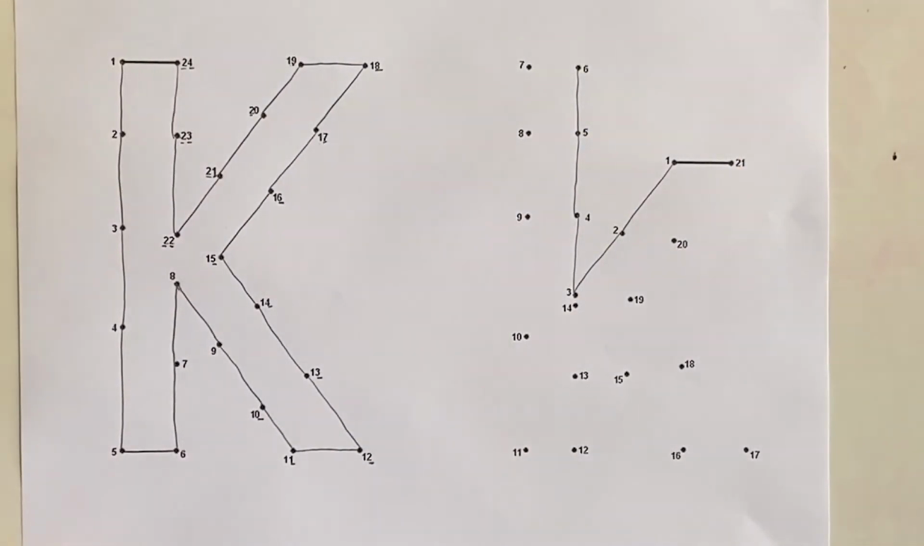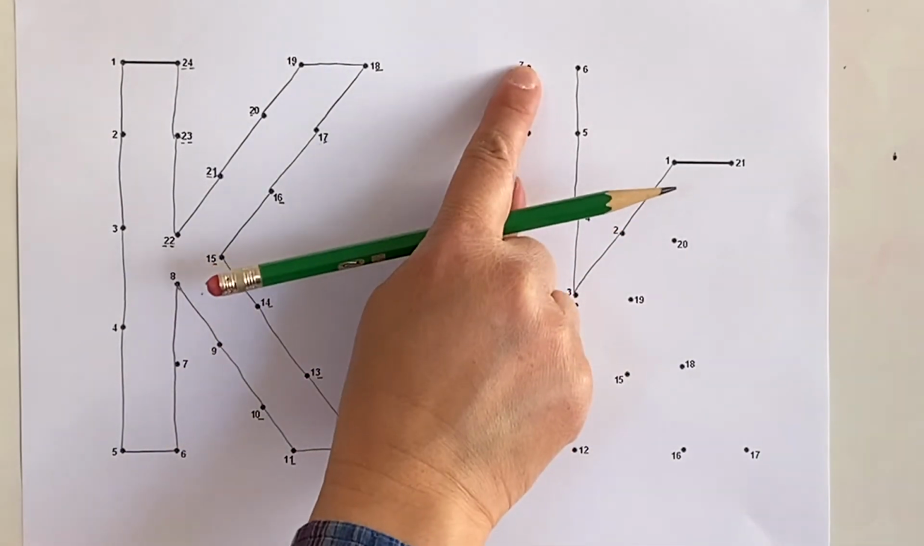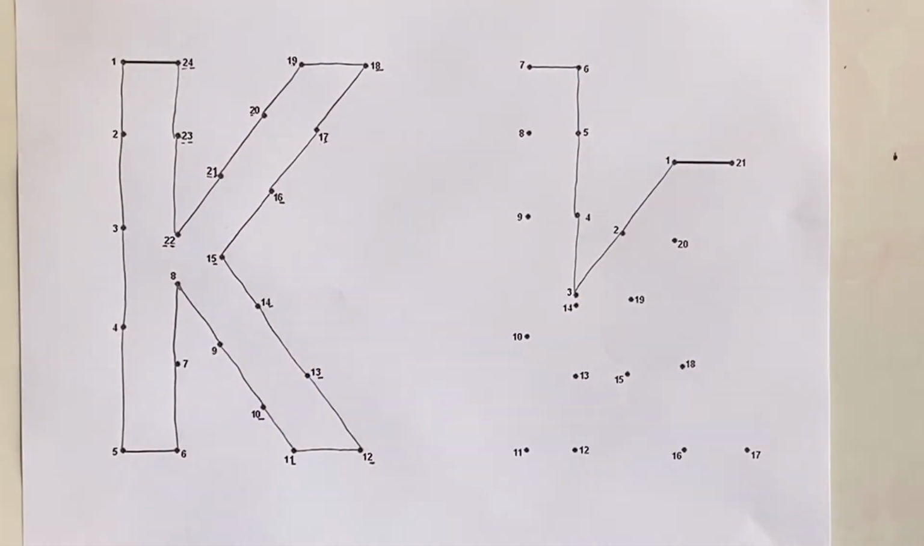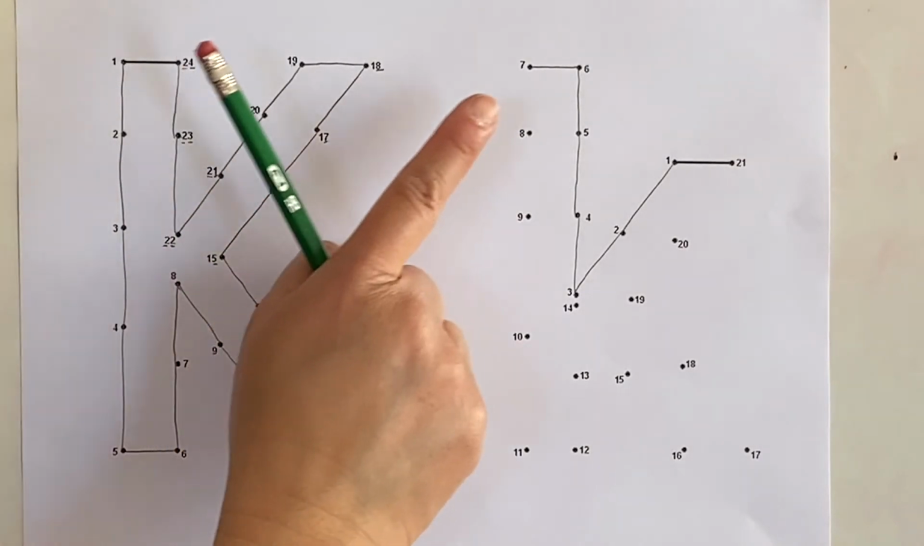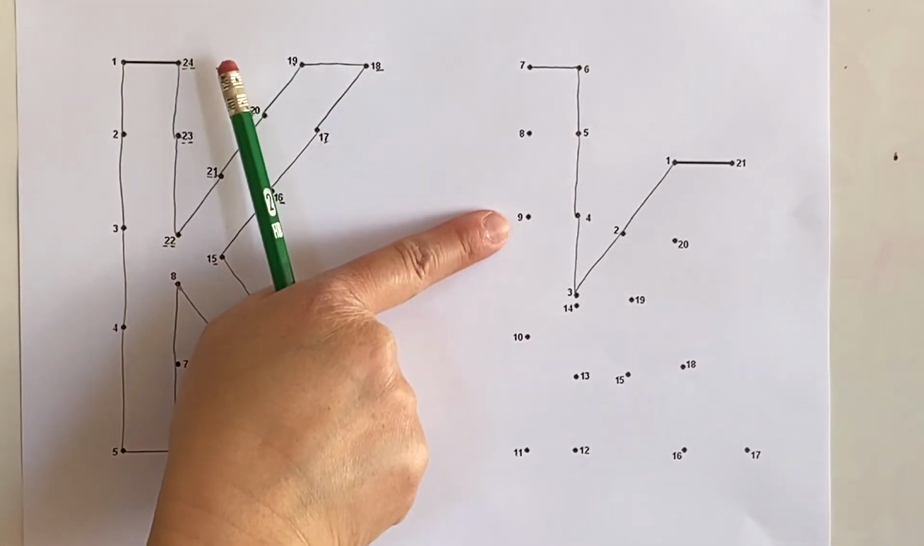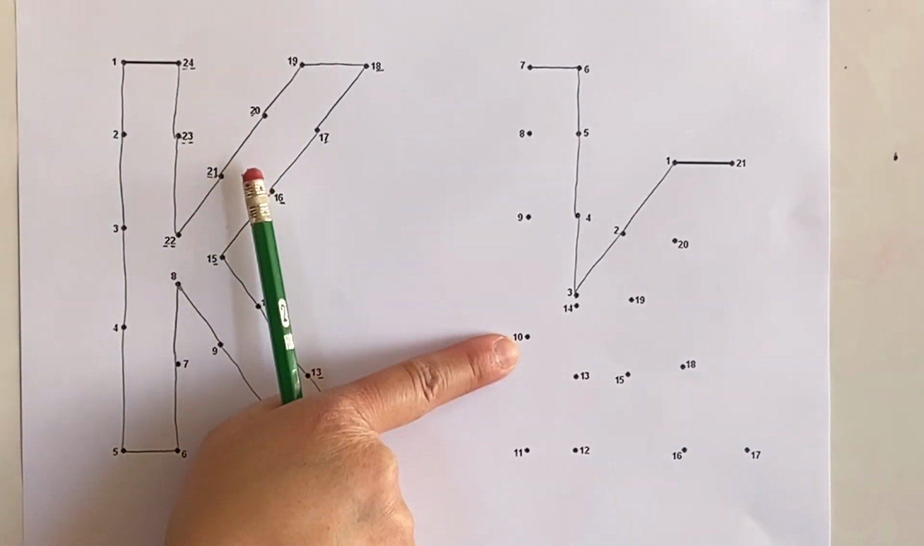Okay, 1, 2, 3, 4, 5, 6, right? What comes after 6? 7. 7, 7, 7. Do you find a 7? I found a 7. 7's right here. There it is. So we have to make a line across, a horizontal line to connect it. 7, 8. I found 8. What comes after 8? 9. What comes after 9? 10.